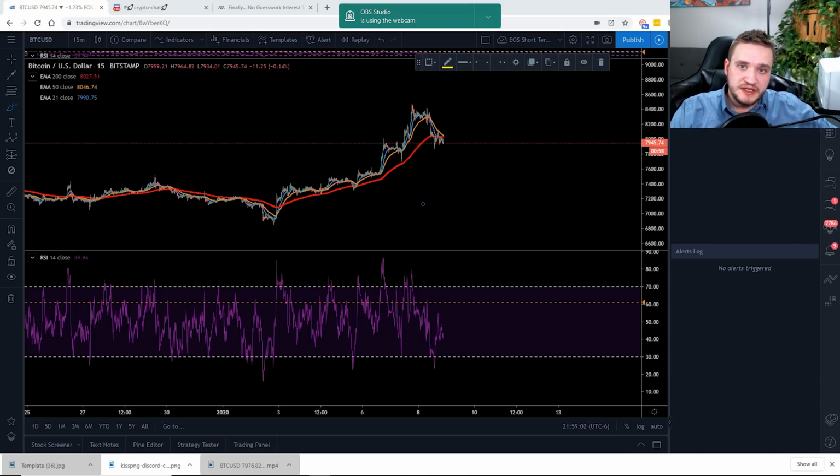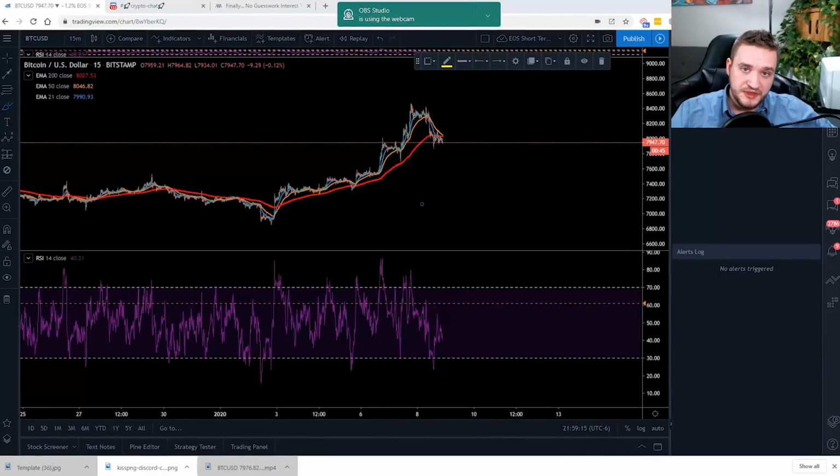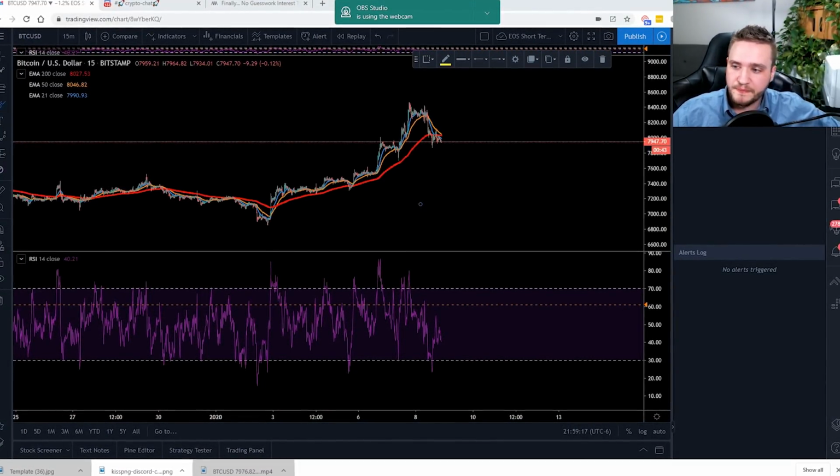All right, so diving in, let's talk about RSI and the definition of what it is. It stands for Relative Strength Index, and it's a strength indicator that helps you determine the strength of the market. It's commonly known for being the indicator that tells you when the market is overbought or oversold, but there is so much more to it than just that.